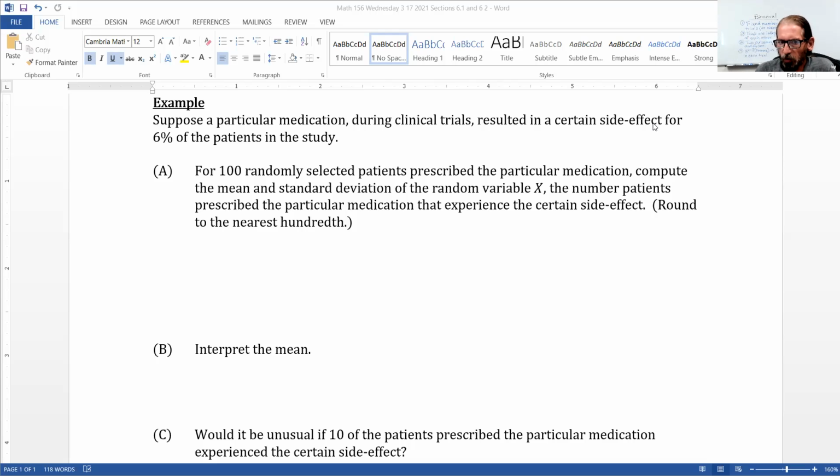Suppose that we have a particular medication which, during clinical trials, resulted in a certain side effect for 6% of the patients in the study. Now, before we get into the three different parts, let's take a look at why this fits the scenario of: if we count how many experience the side effect, we have a binomial distribution of that count.